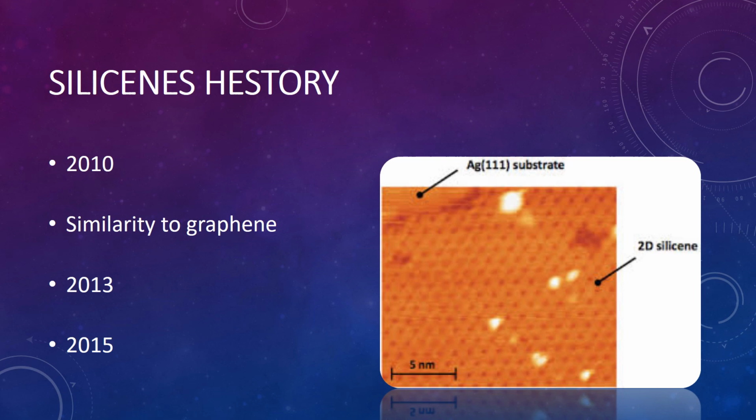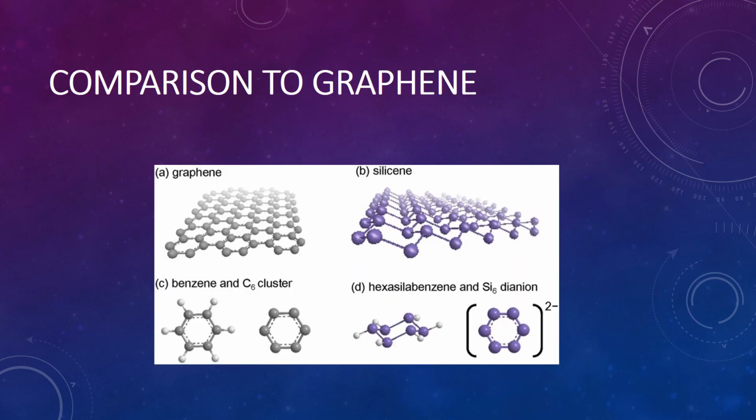In 2015, a silicene field effect transistor was tested. That opens up new opportunities for two-dimensional silicon for various fundamental science studies and electronic applications. So let's have a comparison now between silicene and graphene. Graphene is often referred to as a wonder material.